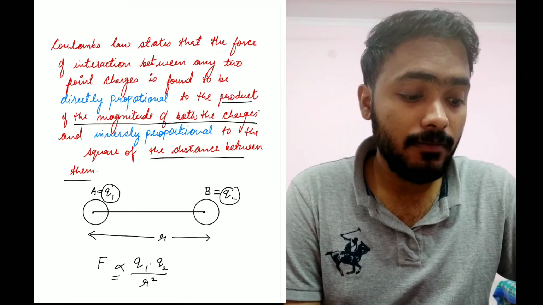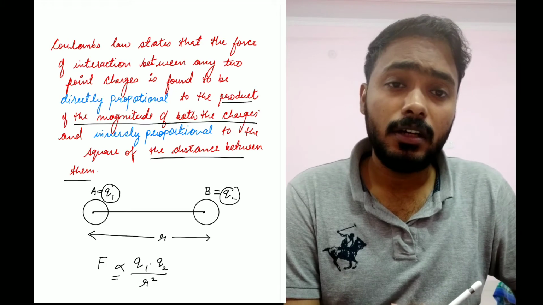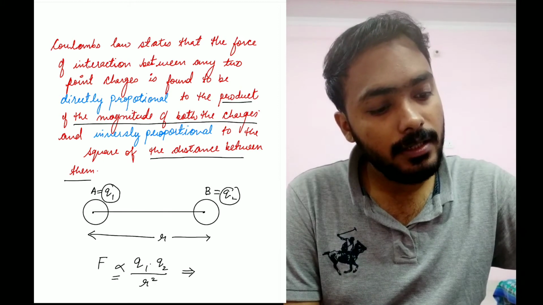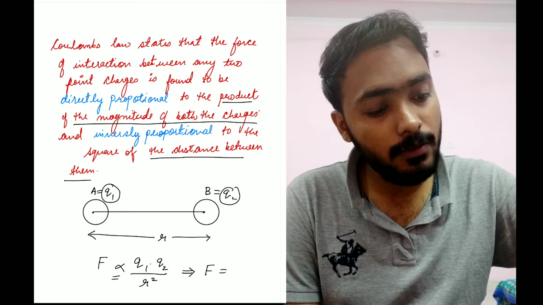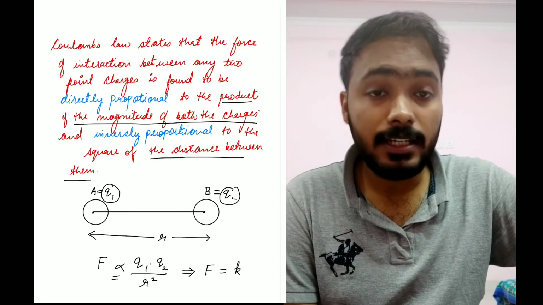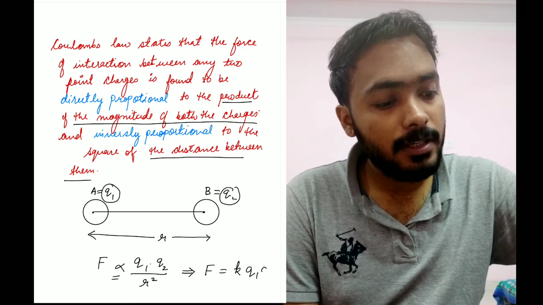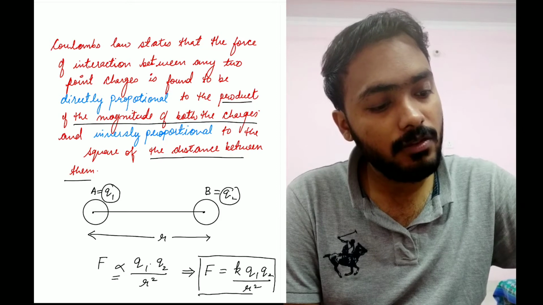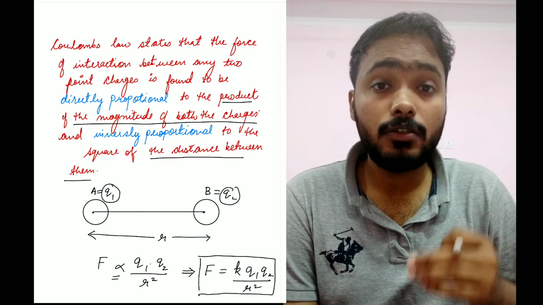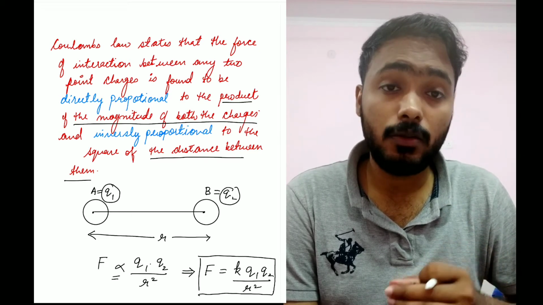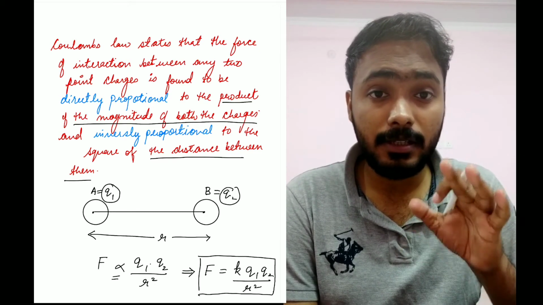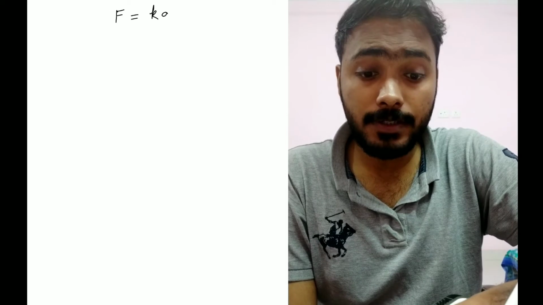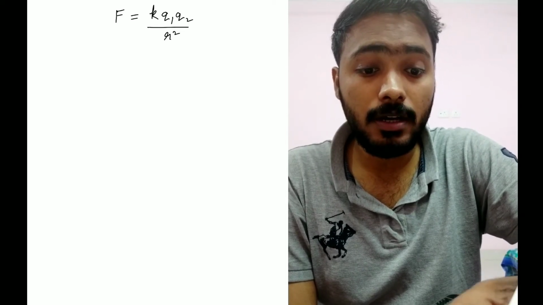We all know whenever we take out the proportionality, there is always a constant which comes in, right? So when I take out the proportionality, I get force equal to some constant, which I am writing as k, multiplied by q1 q2 upon r square. This is the magnitude of the force which both the point charges are going to experience. I hope this is understandable, yes or no? So the interaction we just wrote was F = k q1 q2 / r^2, right?